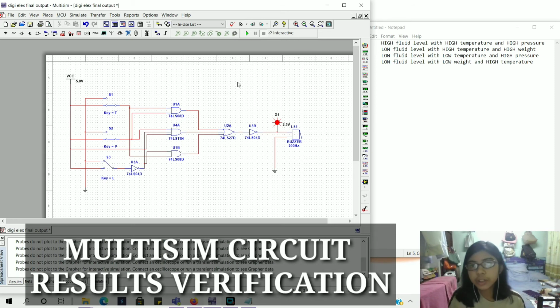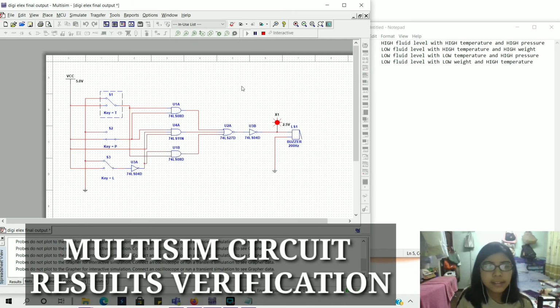For our next condition, there is a low fluid level, low temperature, and high pressure. So if we run the simulation again, this will trigger again the probe and the buzzer. And finally, for our last condition, low fluid level, low weight or pressure, and high temperature. As we run the simulation again, this will trigger our buzzer and the probe again.